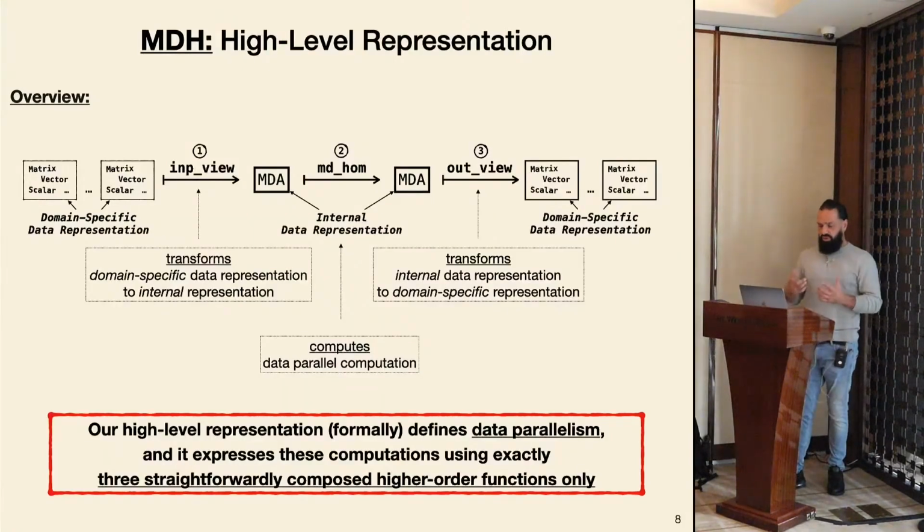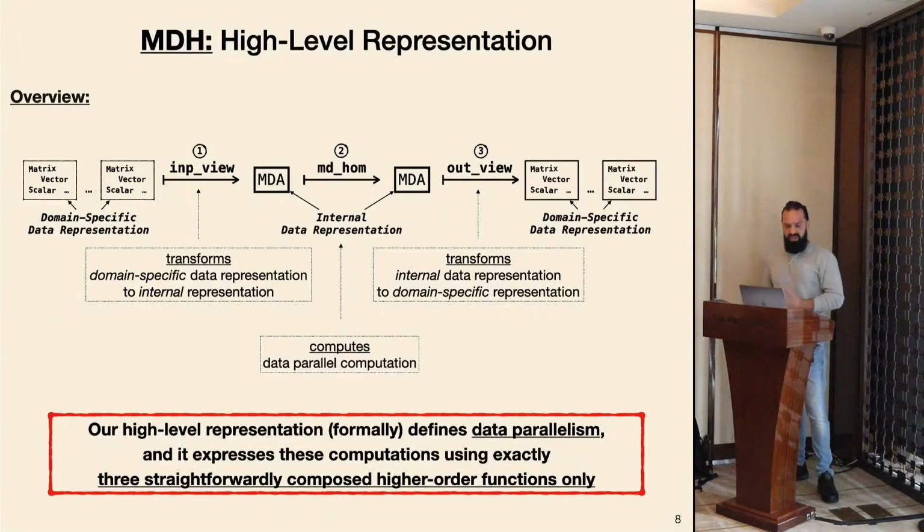InView is always responsible for the input data. There we specify the data accesses, and they mainly transform the domain-specific data representation, like for example scalars, matrices, vectors, and so on, to an internal data representation. MDHOM is always responsible for expressing the data parallel computation, and OutView brings the internal data representation back to the domain-specific representation here.